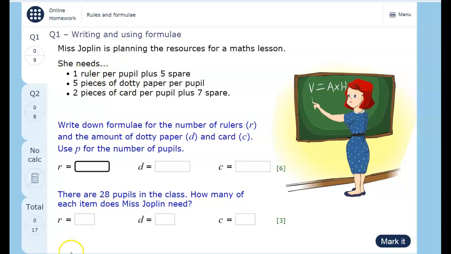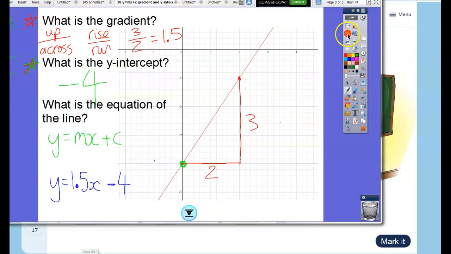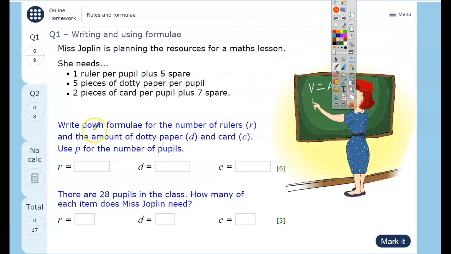So if we wanted to put that into a formula, we can say that the number of rulers is equal to the number of pupils, 1 times the number of pupils plus an extra 5 spare. Okay, so P plus 5 is the number of rulers that we would need.